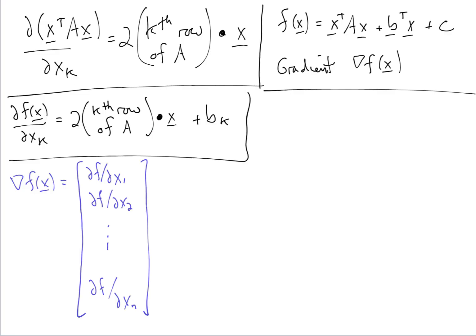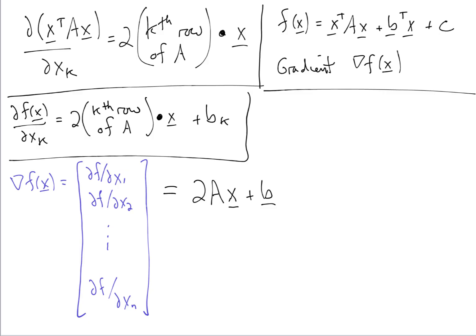All the way down to the nth case, where we have twice the nth row of A dot x plus bn. And what we're noting is that this is actually nothing more than 2 times the matrix vector product Ax plus b. And so this gives us the gradient of f. You can think of it as the vector derivative of f.